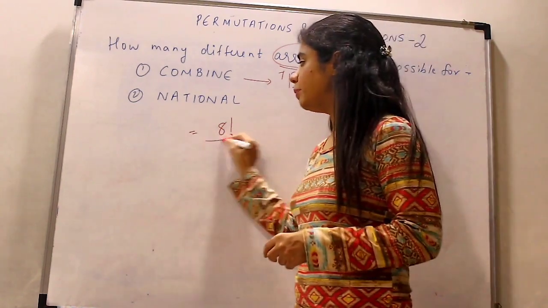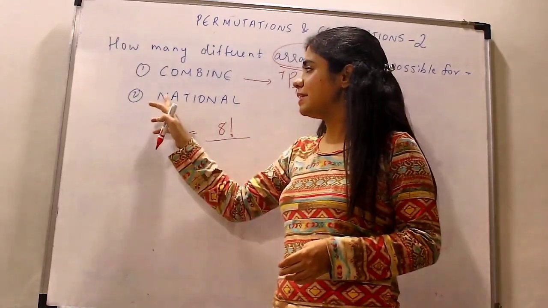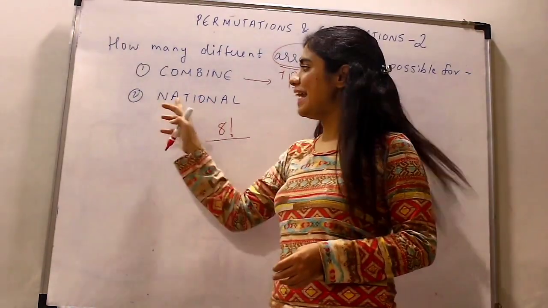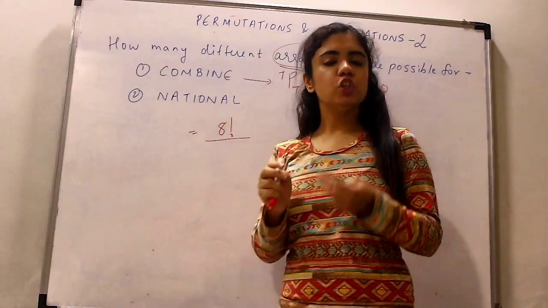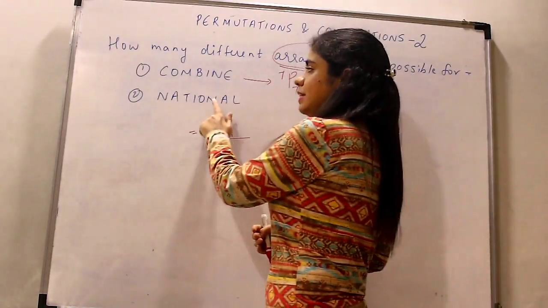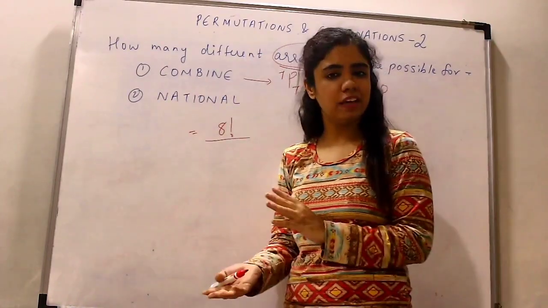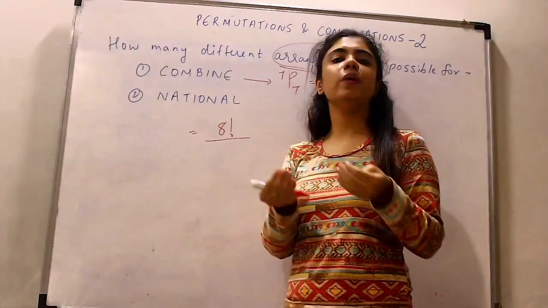But what is the problem? There is repetition here. Okay? Because N is getting repeated, A is getting repeated. So what happens is my number of ways decrease. Because if this N comes here or this N comes here, it does not matter. It's the same thing. So that is the reason your number of ways get reduced.